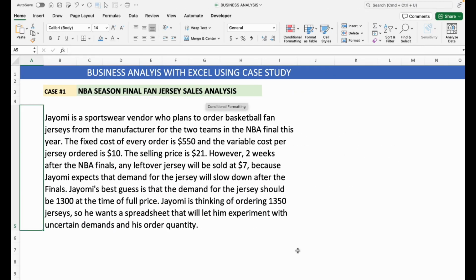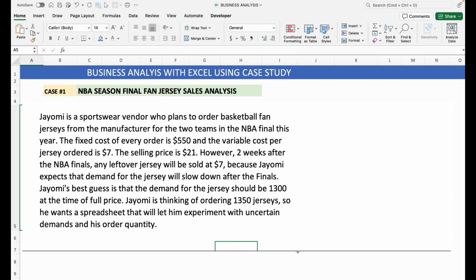Case study 1. MBA season final, Jayomi sales analysis. This is a problem that you have to solve, a business analysis problem for one of your clients. So let's read our case study.